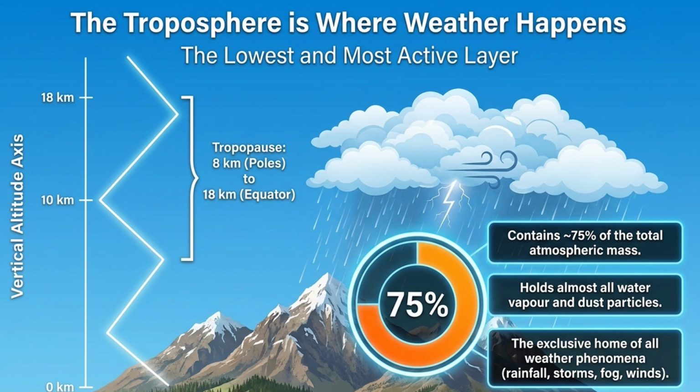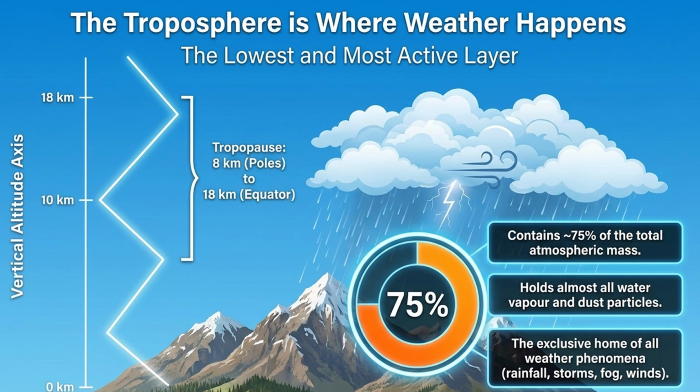The troposphere is the lowest and most active layer of the atmosphere, extending from the Earth's surface up to the tropopause. Its height is not the same everywhere. It is approximately 8 km over the poles and can extend up to about 18 km over the equator. The troposphere contains nearly 75% of the total mass of the atmosphere. It also contains almost all of the atmosphere's water vapor and most of its dust particles.